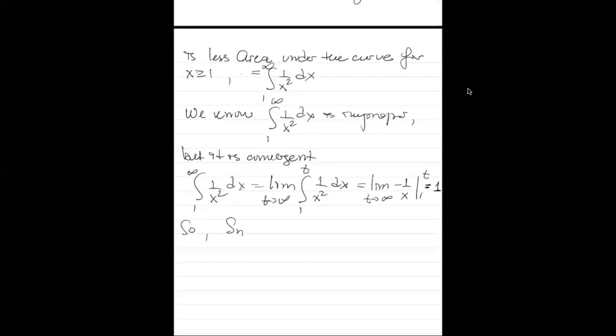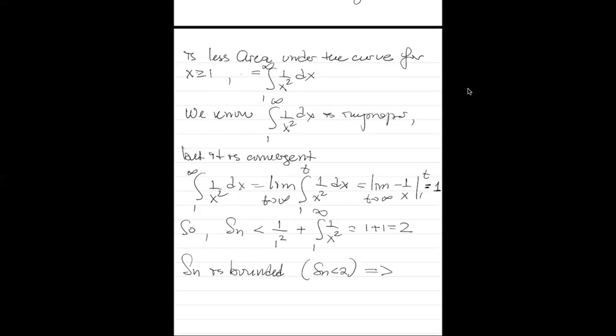So our partial sum, Sn, which is the first n terms, is less than 1 over 1 squared, that's the first rectangle, plus the area under the curve, which we know is equal to 1, so that's 1 plus 1 equals 2. So Sn, the partial sum, is bounded. Why is it bounded? Because we just found it's less than 2.